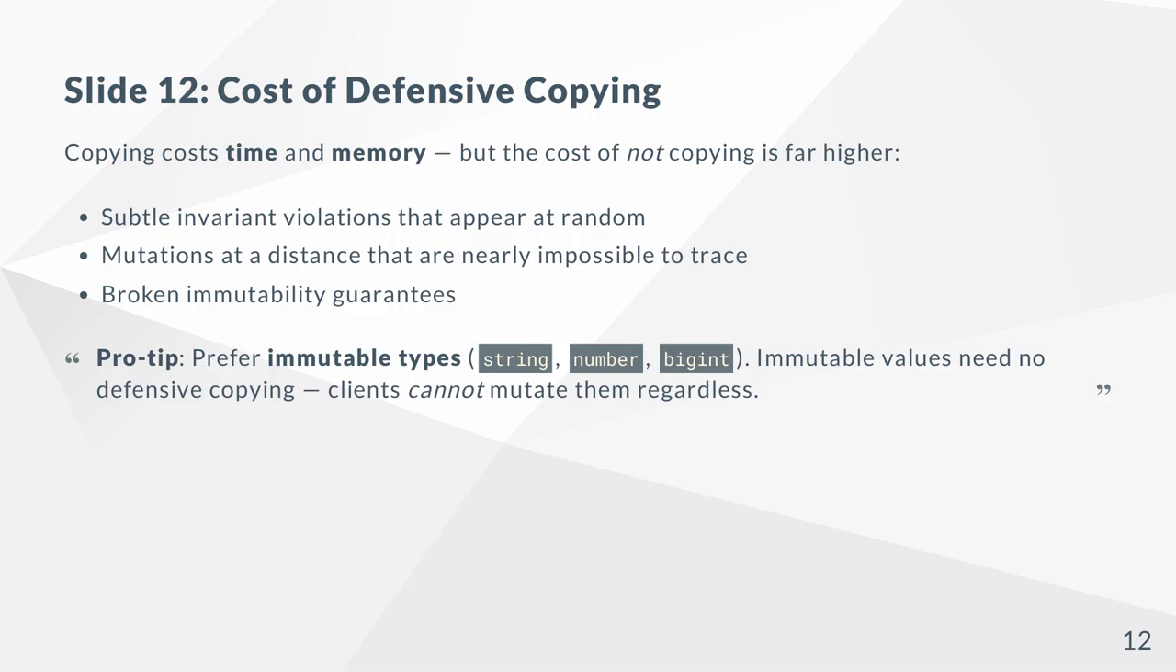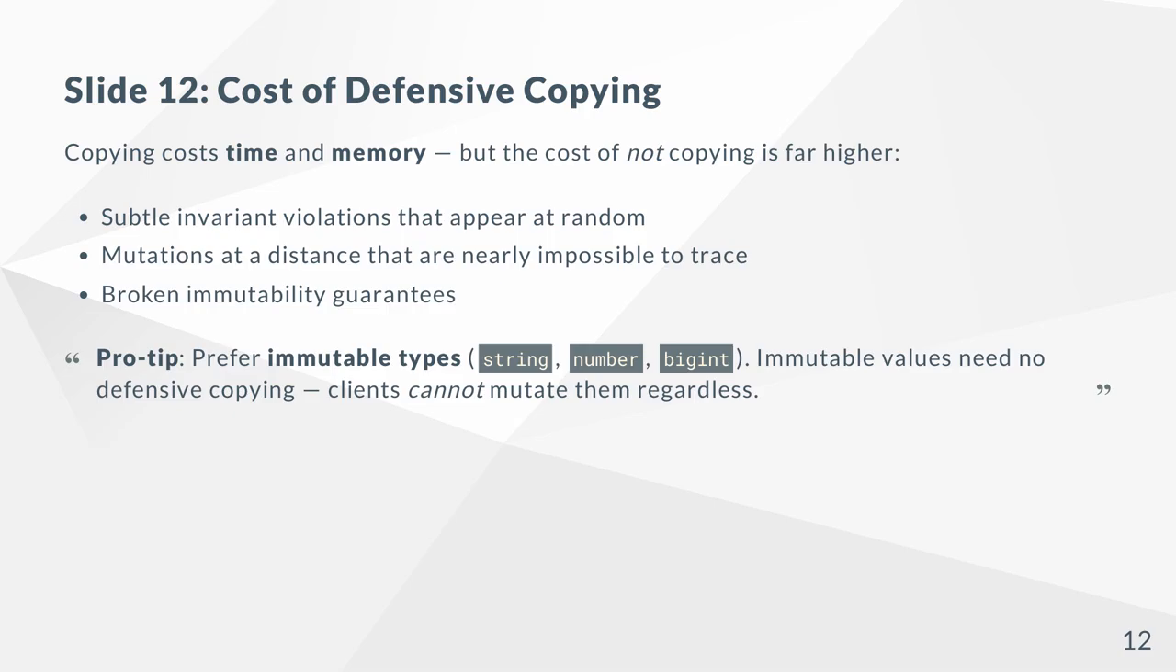Defensive copying costs time and memory, but the cost of not copying is far higher. Without copies, you get subtle invariant violations that appear at random, mutations at a distance that are nearly impossible to trace, and broken immutability guarantees. The best strategy of all, prefer immutable types like string, number, and bigint.